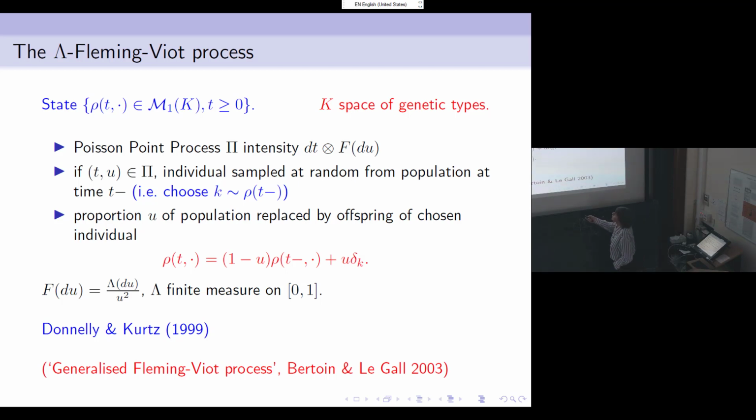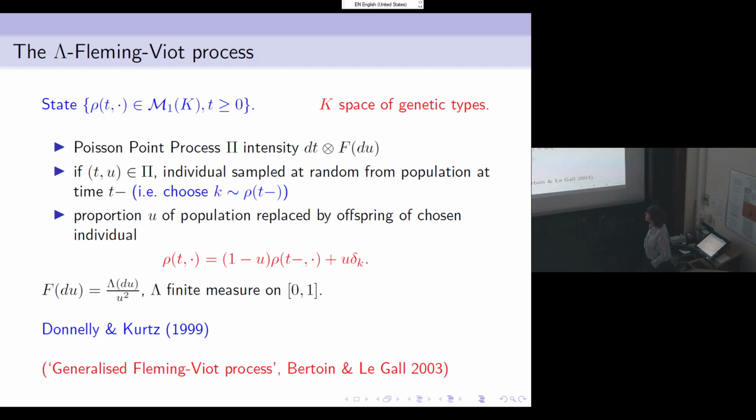Events are driven by a Poisson point process, with intensity homogeneous in time, and now I just need some measure on the impact. If I reach an event in Pi, then an individual is sampled at random from the population immediately before that event. In other words, I choose a genetic type according to rho at time t minus. And I replace a proportion u of the population by offspring of that chosen individual. So when I update my probability measure, the survivors are 1 minus u times what I started with, plus u times a point mass on the type of the parent that I chose.